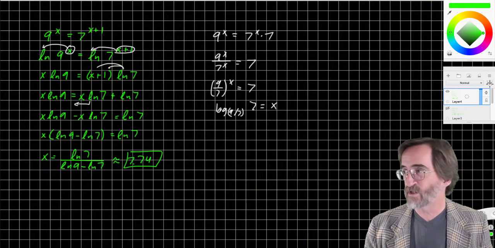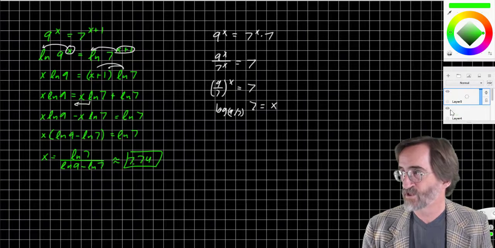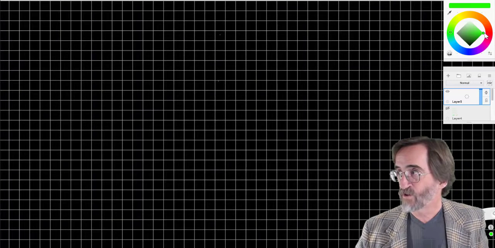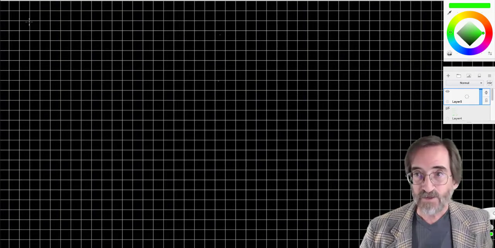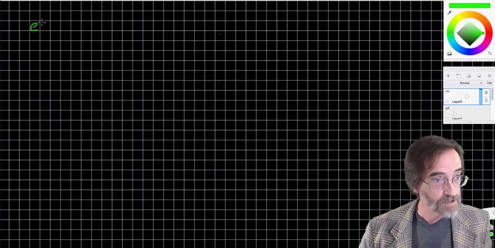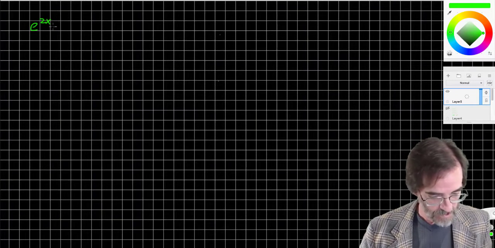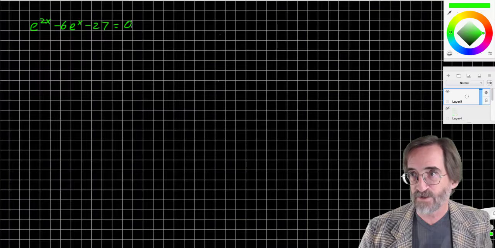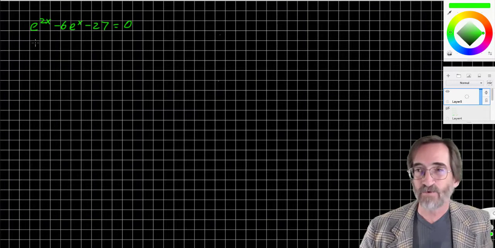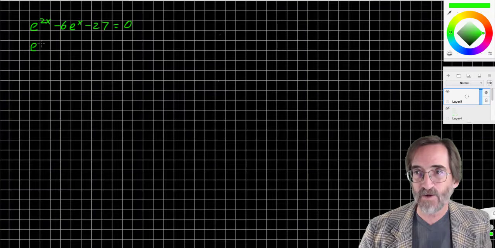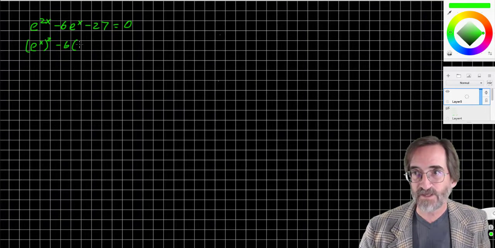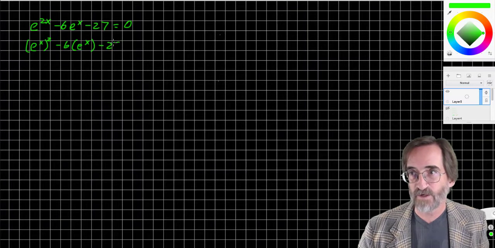Case number 3 is one that can confuse people, so pay close attention to this. The idea is recognizing that we're dealing with a quadratic equation. Okay, so this one is e to the 2x minus 6e to the x minus 27 equals 0. Now we're going to use the power of powers rule, and that says that e to the 2x is the same as e to the x squared, right? Multiply the exponents, you notice it comes out the same. Minus 6, I'm going to put this in parentheses, e to the x, minus 27.